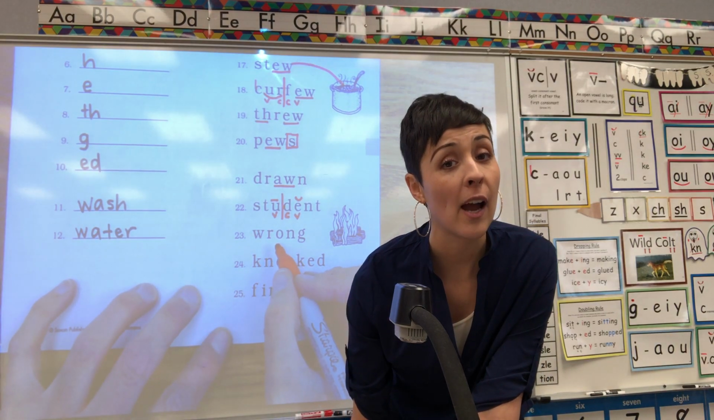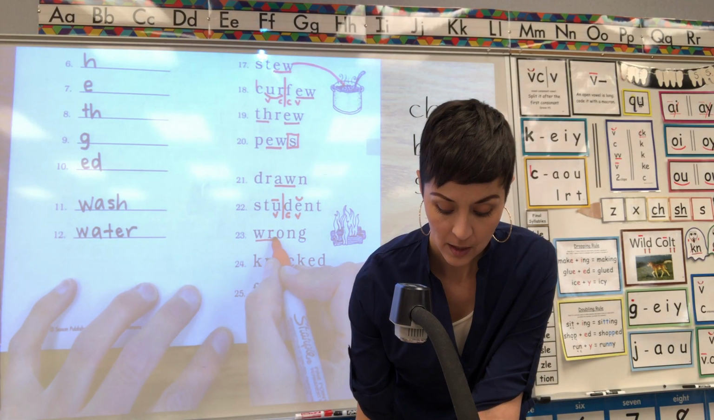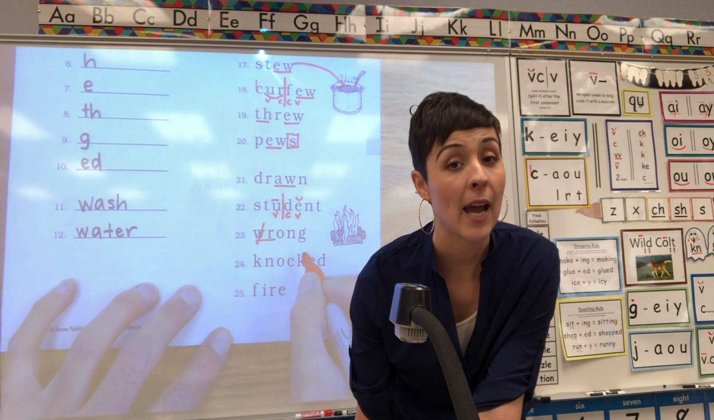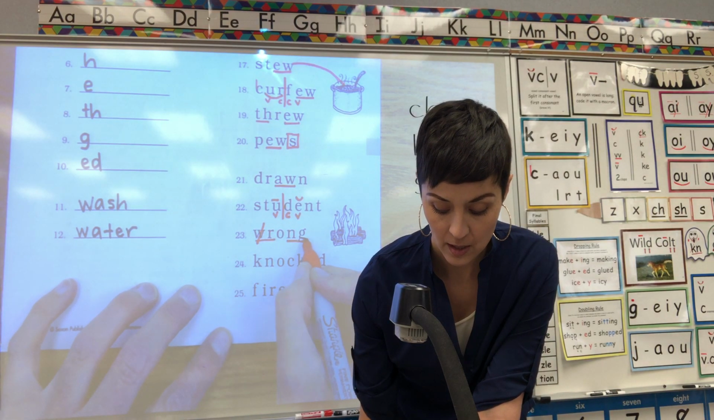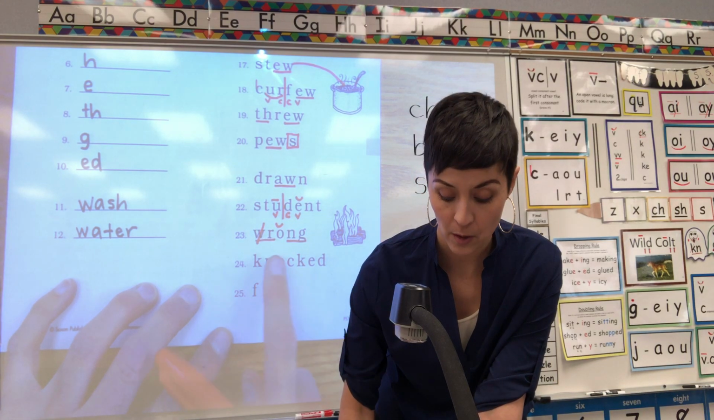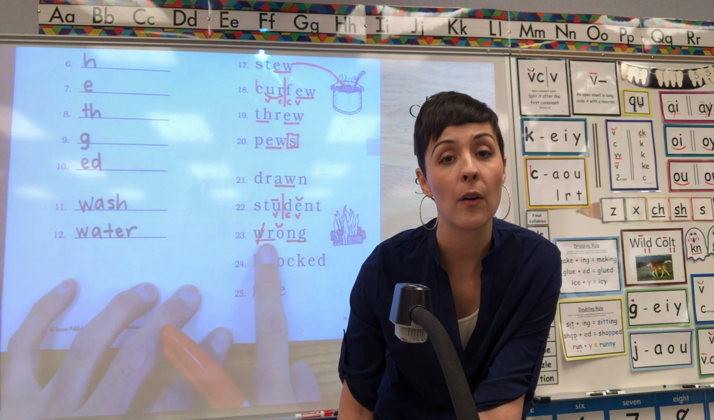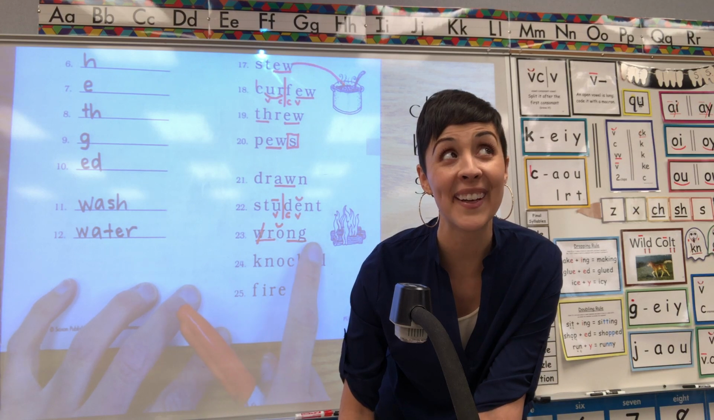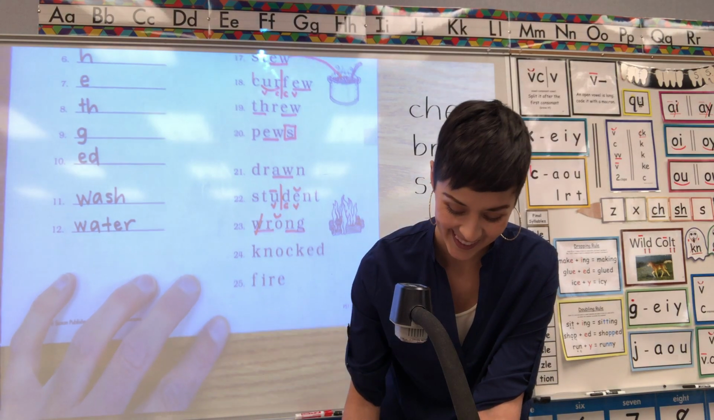Number 23, ghost digraph WR, underline. Cross out the W. Digraph NG, underline. Breathe above the O. Will you start ghost digraph WR? Get ready. Ong. What word? Wrong. You got it.